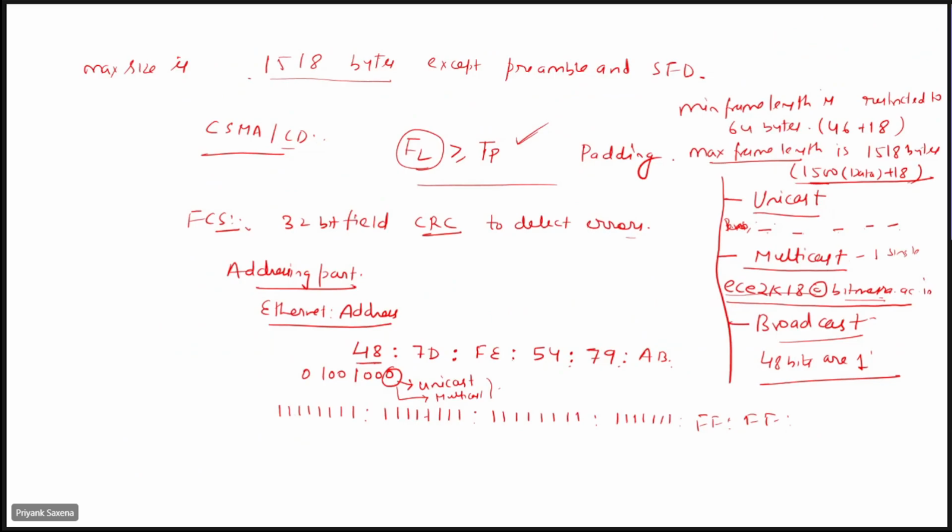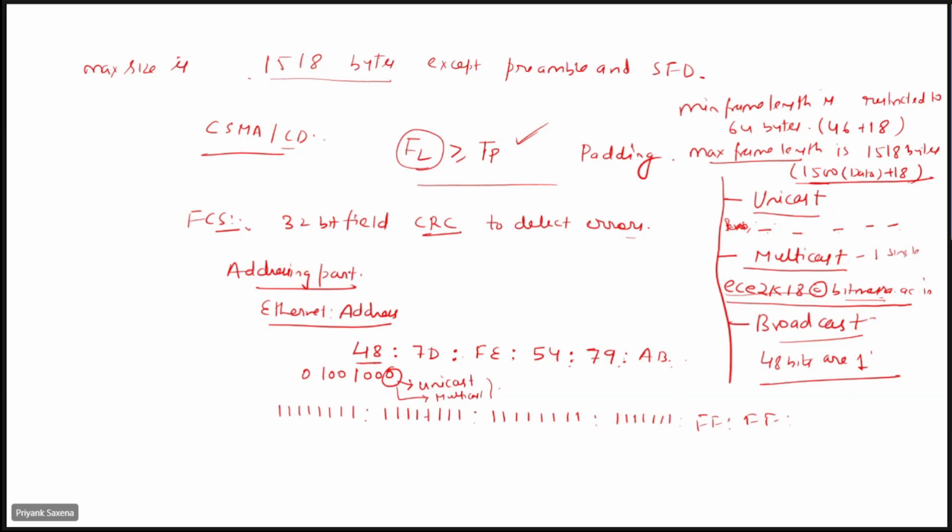How is the Ethernet address written? The Ethernet address can be written separated by these colons, in the hex format or in the bit format separated by colons.